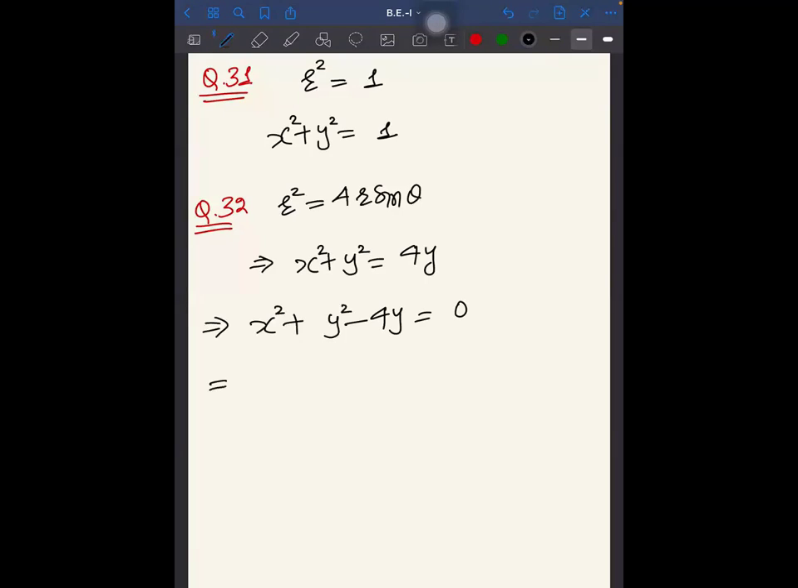If we want to visualize it, this becomes x square plus y minus 2 whole square is equal to 4, right? From this to this, we are adding 4 on both sides. So this becomes x square plus y minus 2 square is equal to 2 square. So this is a circle centered at (0, 2) having radius 2.